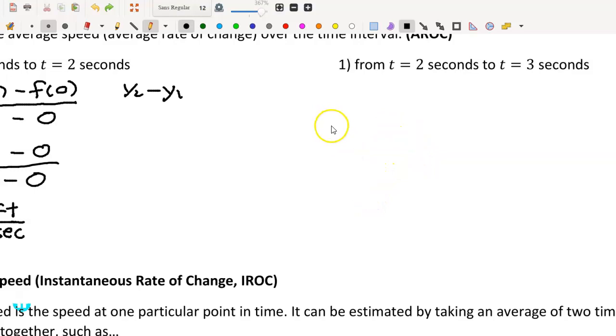Let's see here. All right. So you can try it on your own. I'm going to do it up here as well. But just remember, you're just finding the rate of change, which is the same as the slope. So change of distance over the change of time.